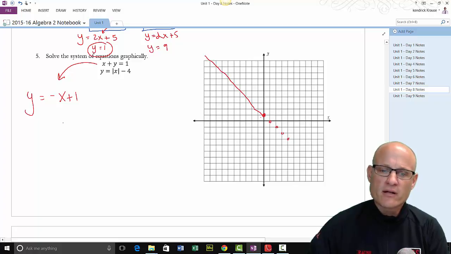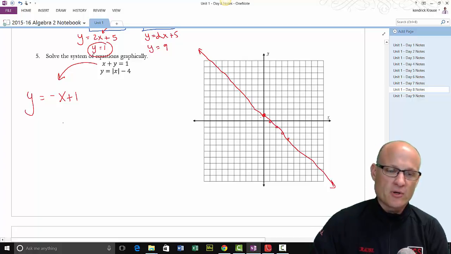Oh, that's almost a straight line. This is just me being really lazy. Oh my gosh, that's close. All right, so this one we're going to do in blue. Let's do it in green.